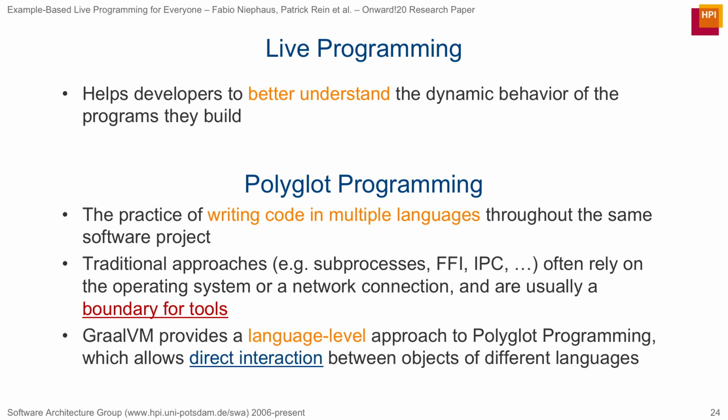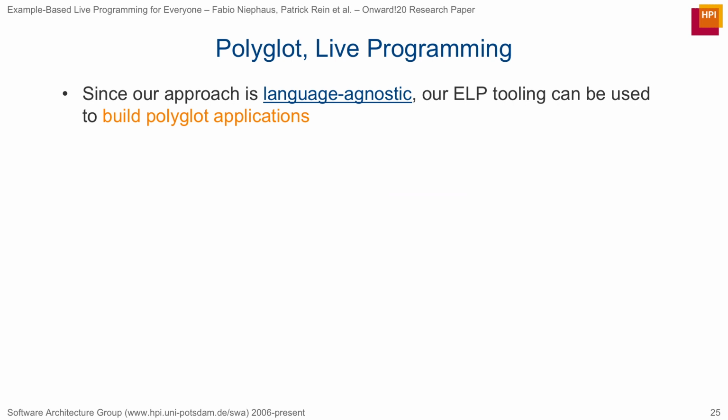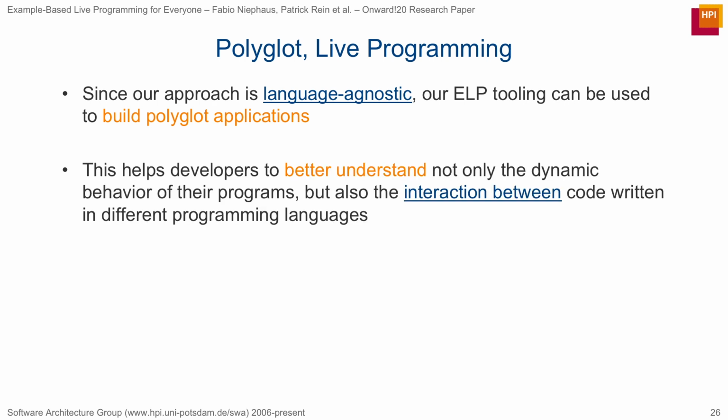GraalVM provides a language-level approach to polyglot programming, which means that languages can directly exchange objects and send messages between each other. Since our approach is language-agnostic, we can use our ELP tooling for building polyglot applications. This helps developers to not only better understand the dynamic behavior of their programs, but also the interaction between code written in different languages.